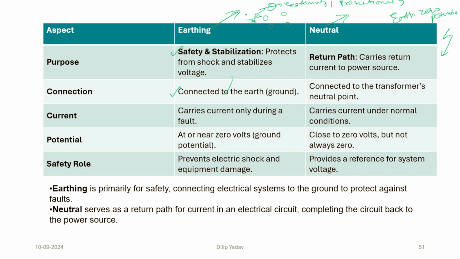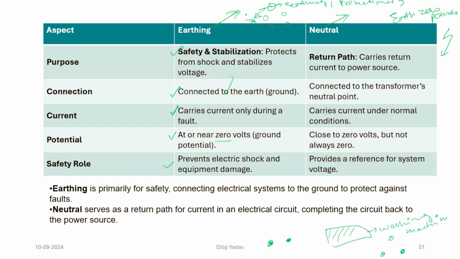It is connected to the earth and carries current only during the fault condition, at zero voltage, the ground potential, to prevent electric shocks and equipment damage. It is also used, for example, in a washing machine or a higher-rating circuit, which is a three-terminal device. Whereas a mobile charger has two terminals.